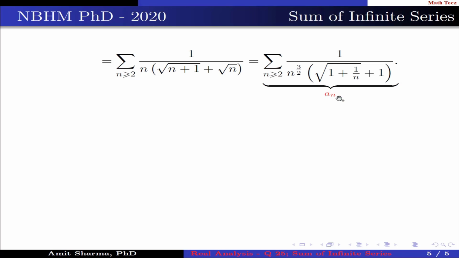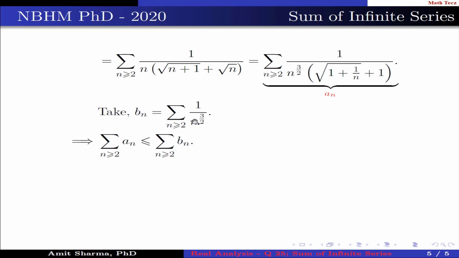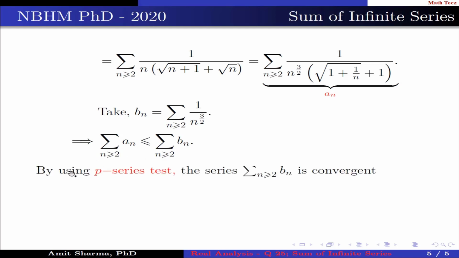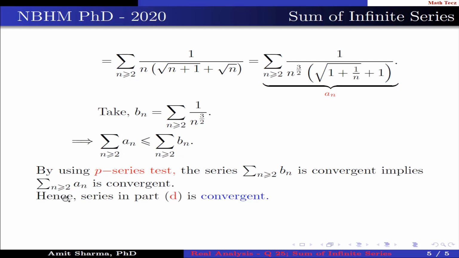Let us represent it as an. Take the series bn, which is equal to summation n greater than or equal to 2, 1 upon n to the power 3 by 2. This implies summation n greater than or equal to 2 an is less than or equal to summation n greater than or equal to 2 bn. Now, by using p series test, the series summation n greater than or equal to 2 bn is convergent. This implies summation n greater than or equal to 2 an is convergent. Hence, series in part D is convergent.